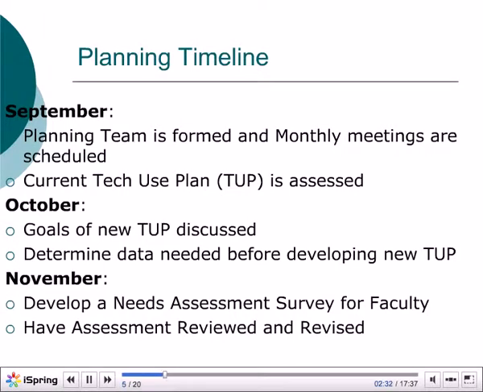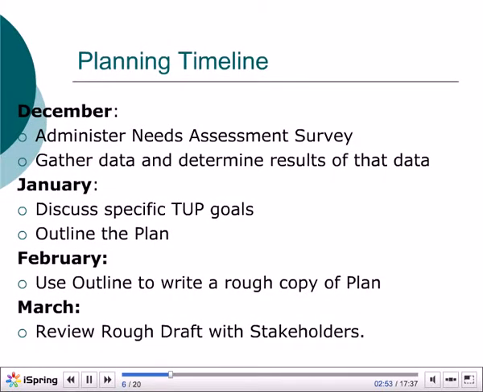This will lead to decisions about what we need to determine about the faculty before making a new technology use plan. In November, we will develop a needs assessment survey for faculty and have parents, administration, and members of our planning team review and revise this survey. In December, we will administer this assessment, and we will gather the data and results and begin the planning process.